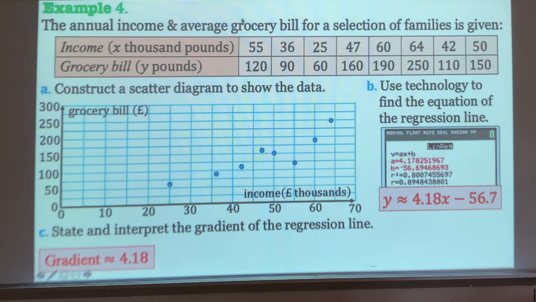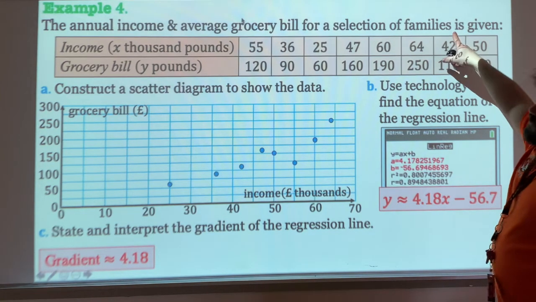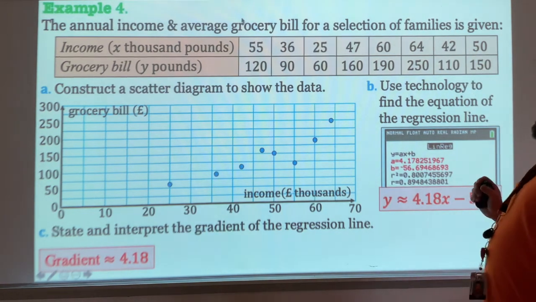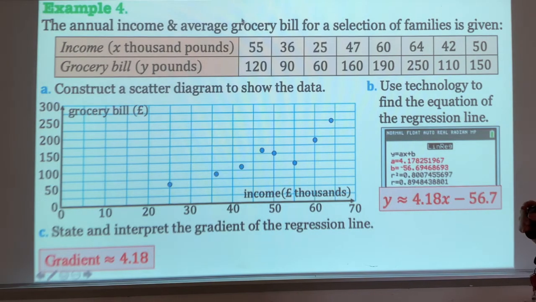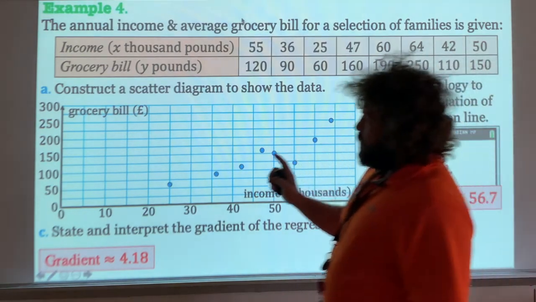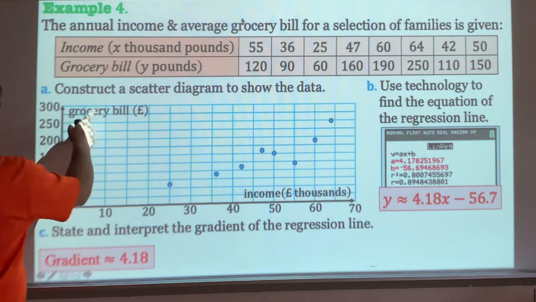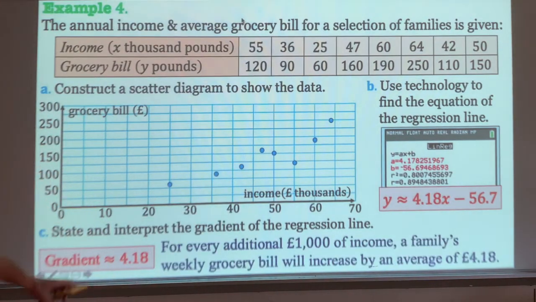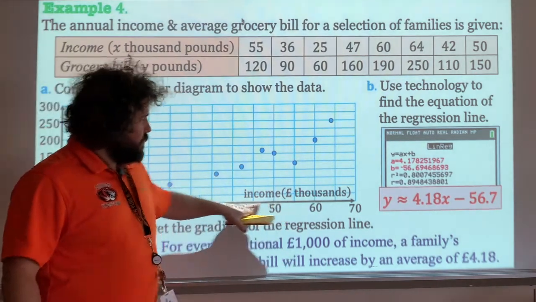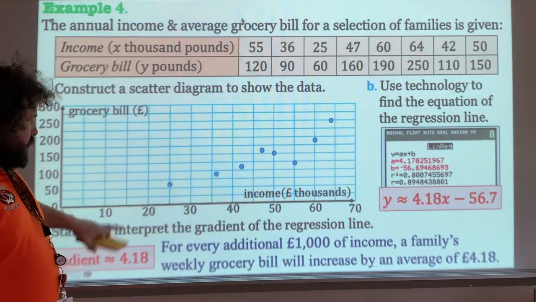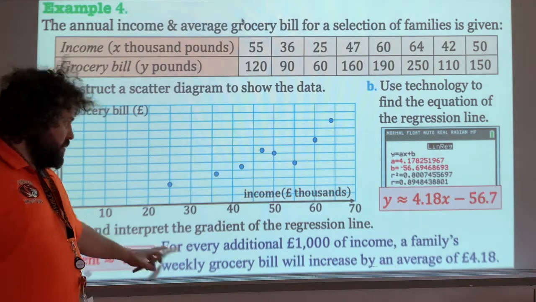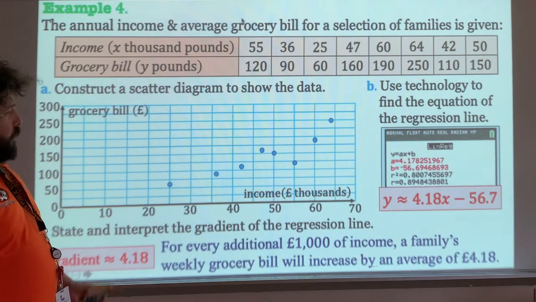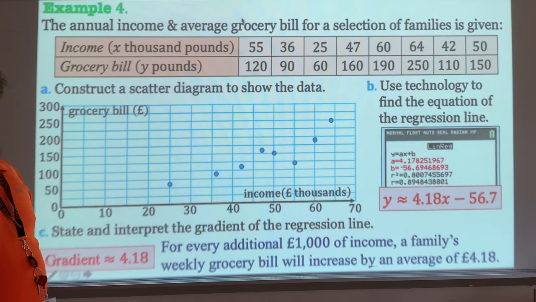Now, what exactly does that mean? Well, let's see. This is the average income and average grocery bill for a selection of families. So that means we have grocery bill related to income. So for every $1,000 of income, every 1 unit you move over, the weekly grocery bill increases by 4.18 pounds. Right. That's it.